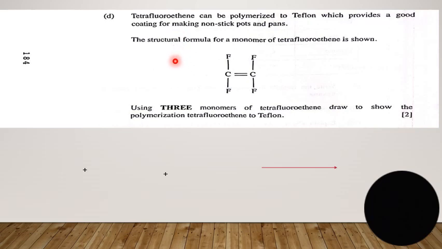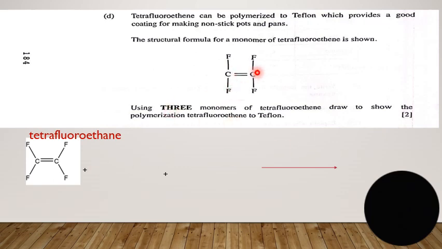But what they're telling you is that the structural formula for a monomer of tetrafluoroethene is shown. Using 3 monomers of tetrafluoroethene, draw to show the polymerization of tetrafluoroethene to Teflon. So, key thing, it says for you to use 3 monomers of this tetrafluoroethene. So this is what we're going to do. We're going to add 1 monomer. So we're going to have 1 monomer here.